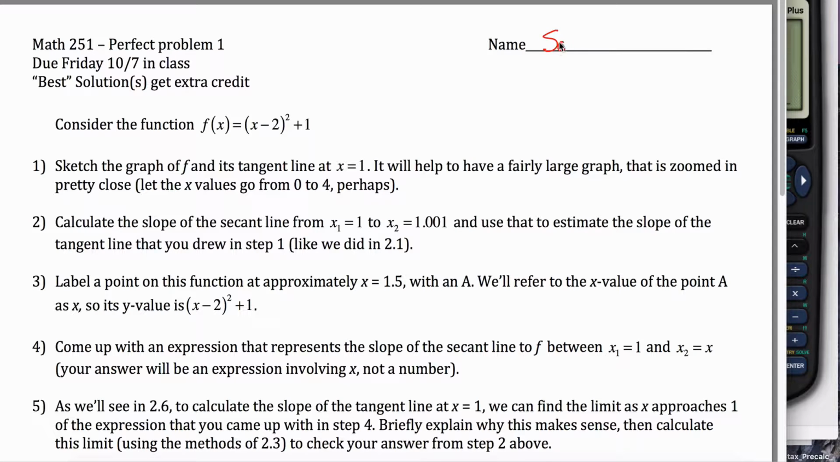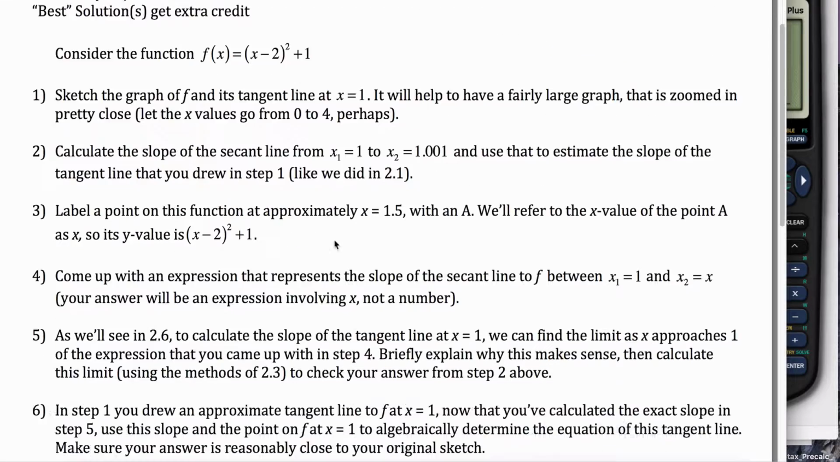All right, here are solutions to our first perfect problem for Math 251. The first thing you're supposed to do is sketch the graph of this function and its tangent line at x equals 1. And I told you to make that pretty big, zoom in pretty close so that you can see this thing. Lots of different ways you can do this. You can graph this on your calculator, or if you just know where these points are.